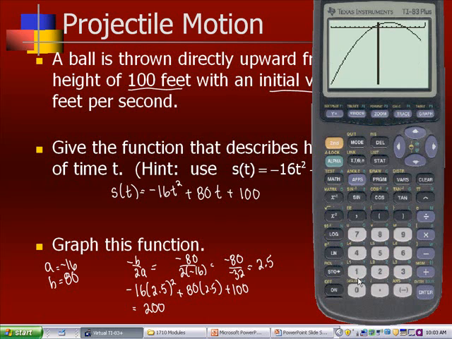Now we can see the parabola, and we know that we're trying to find this maximum value up here, so we're going to go second calculate. The maximum is number 4. Go to the left of the highest value, press enter. Move your cursor across the top. Make sure you're to the right of the highest point. Press enter. Press enter for guess, and that says that our maximum is 2.5 comma 200. So that's what our graph would look like.